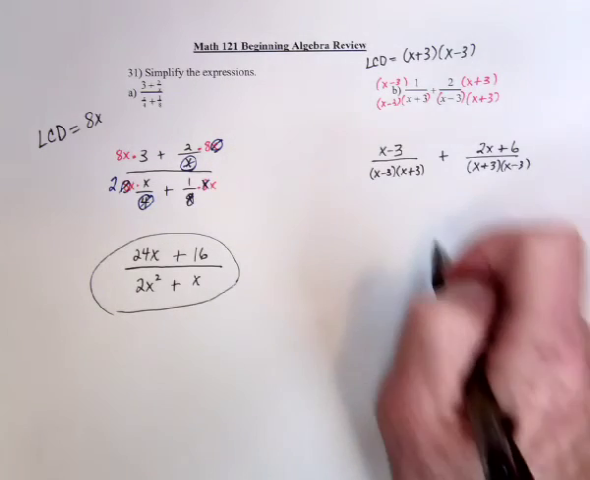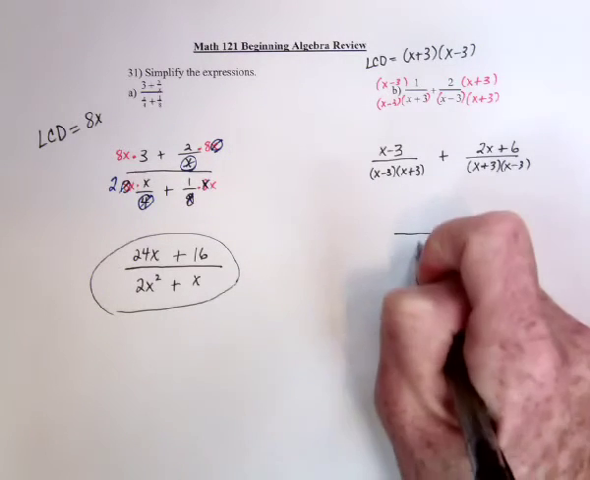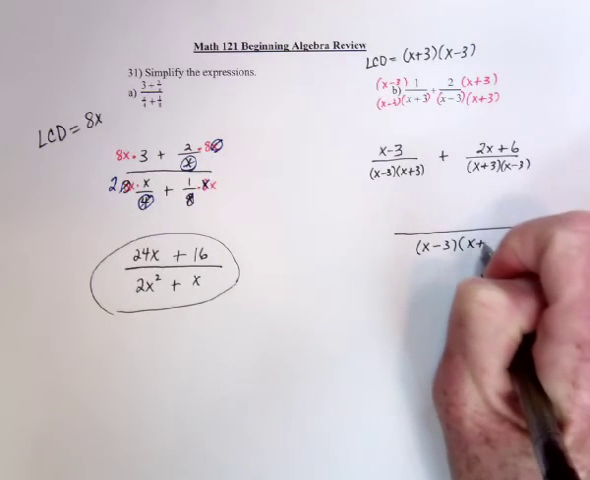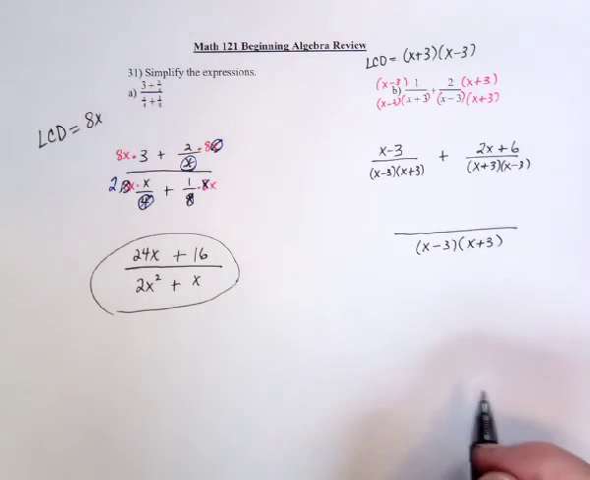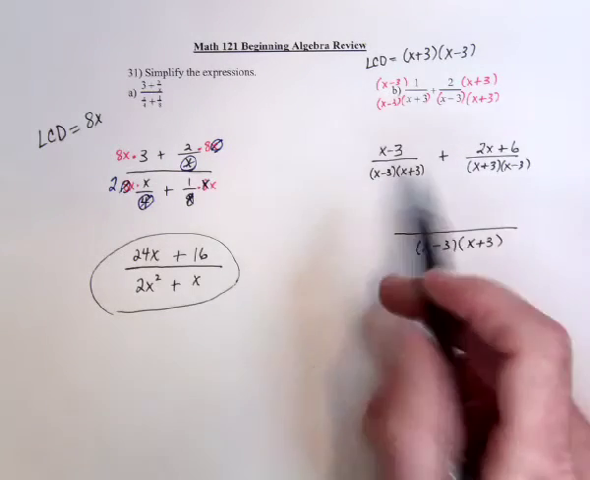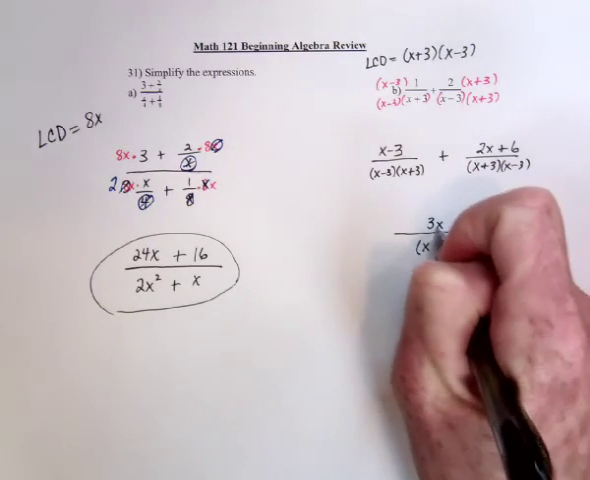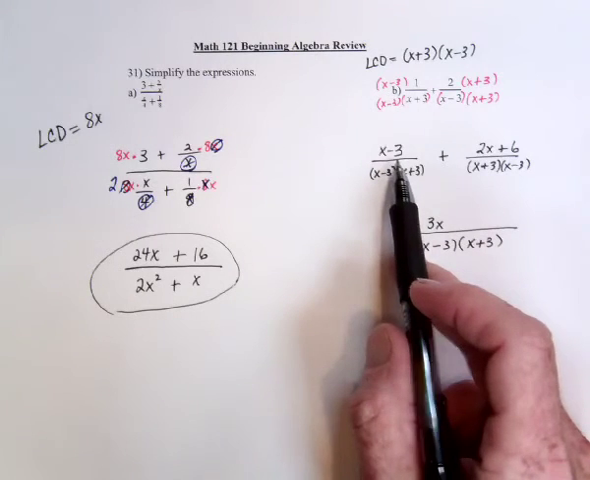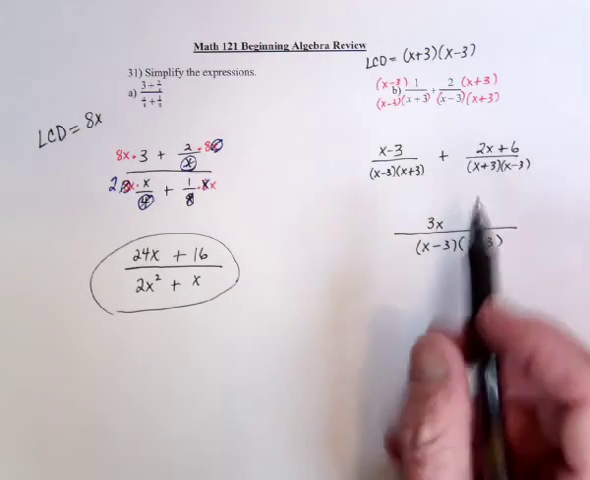Now that they have the common denominator, you can rewrite it as one fraction with x plus 3 times x minus 3 as the denominator. And then combine like terms, so there's 2x plus an x is 3x. And then there's a negative 3 and a positive 6, so 6 minus 3 is 3.